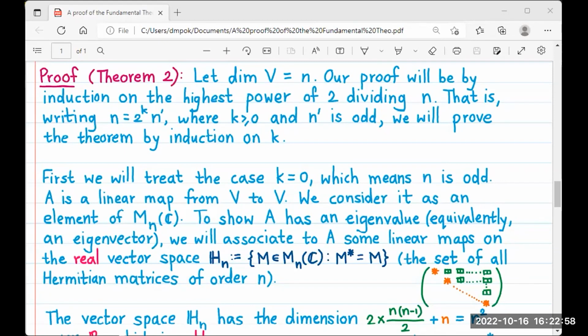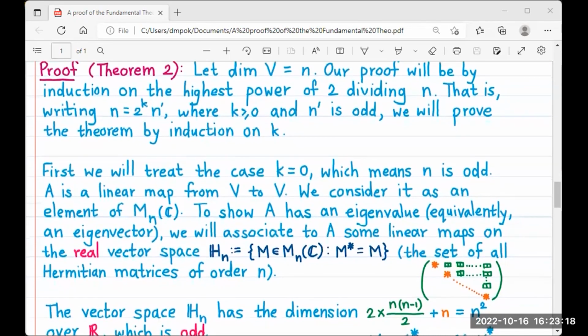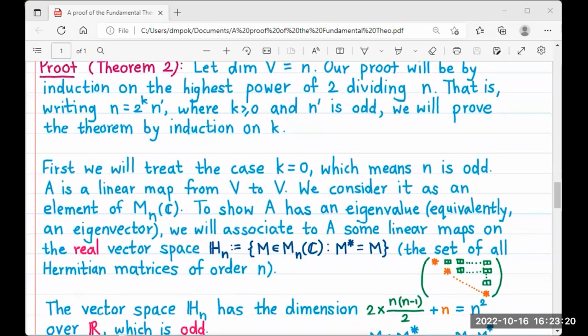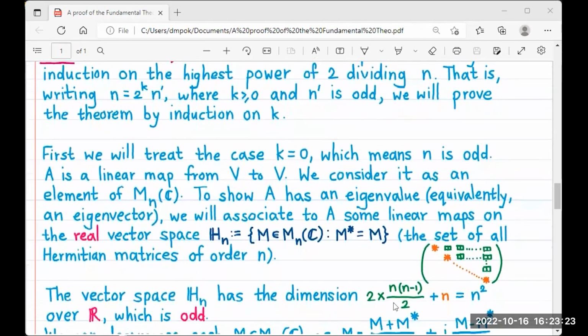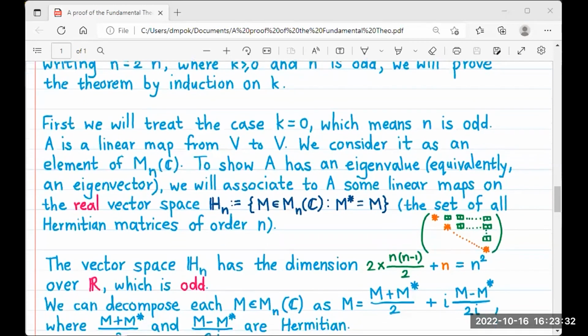And we have seen in lemma 4 that in such a situation, if we have a pair of commuting linear maps on that vector space, then they have a common eigenvector. We will use this. So we will try to construct 2 commuting linear maps on this vector space Hn. We know that if we take any n cross n complex matrix M, then we can write M as M plus M star by 2 plus i times M minus M star by 2i, where M plus M star by 2 and M minus M star by 2i, both these matrices are Hermitian.